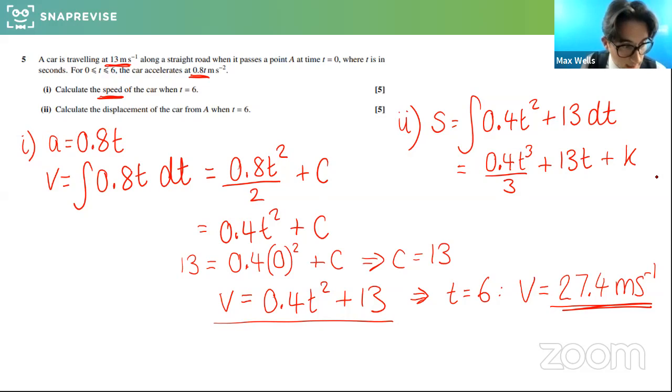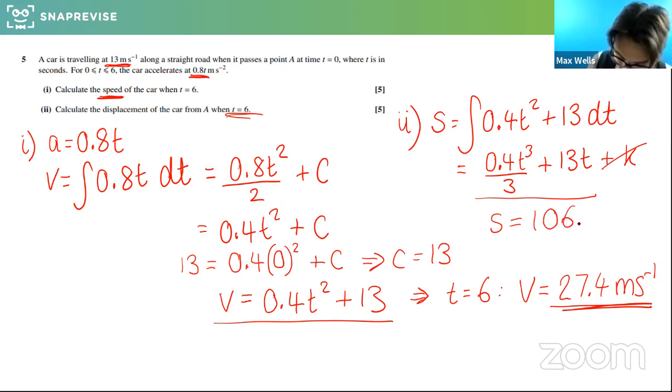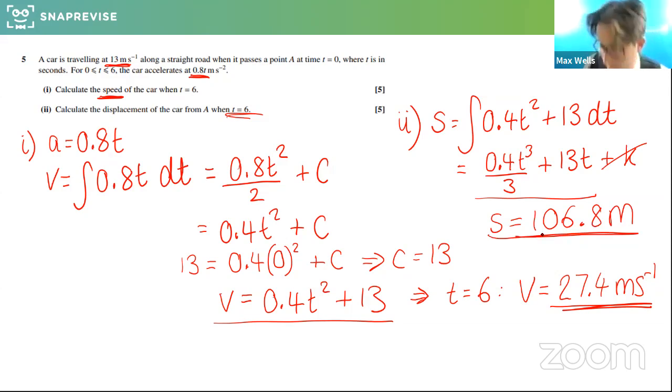So now what we're left with is this scenario for the displacement. And all we're looking to do is sub in what it wants, which is when t equals 6. So if we sub in t equals 6, we end up coming out with s equals 106.8 meters. And obviously as well, try to remember your units. That would be great. Cool. Okay, right, we'll move on.